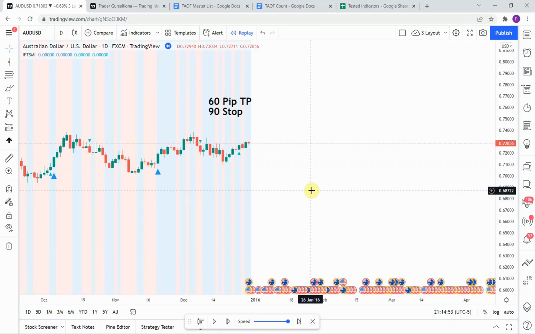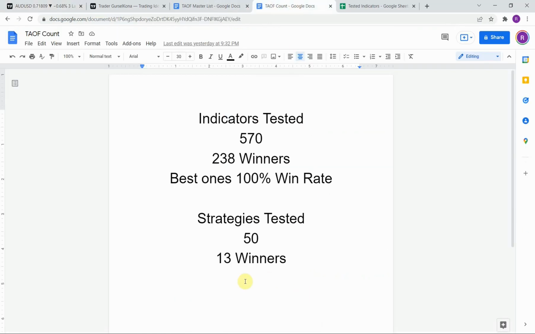Alright, as I said, today we will be testing the inverse Fisher transform of SMI and stochastic RSI. But before we do, I wanted to put the testing scoreboard up for everyone to see. So to date, we have tested a total of 50 different strategies, with 13 of them being profitable. We have also tested a total of 570 indicators, with 238 of them being winners. The best ones so far were able to achieve a 100% win rate.